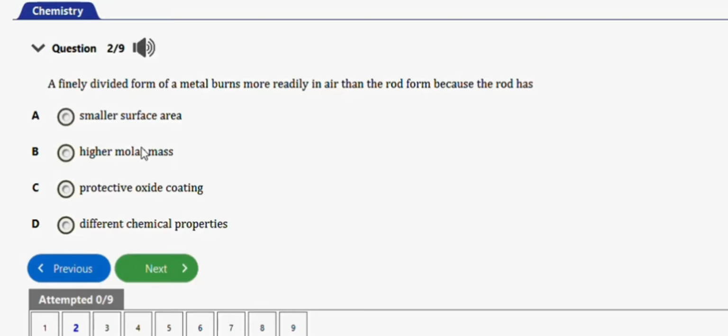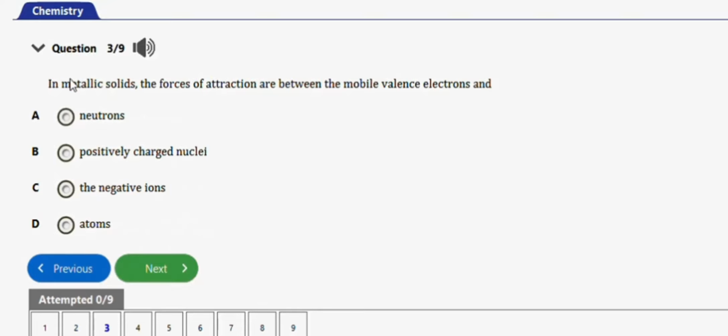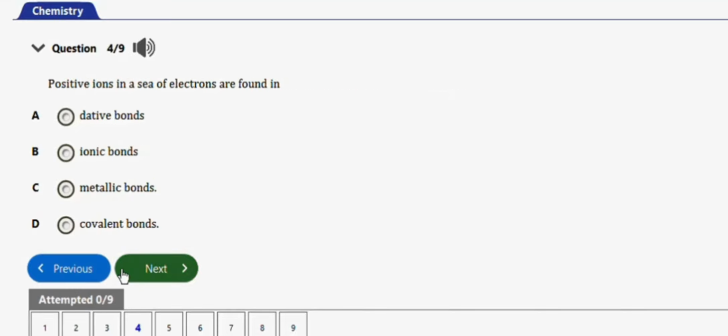Alright, the next question says in metallic solids the forces of attraction are between the mobile valence electrons and the positively charged nuclei. Option B. The next question will be this one. It says positive ions in a sea of electrons are found in metallic bonds. Take note of this question, guys.